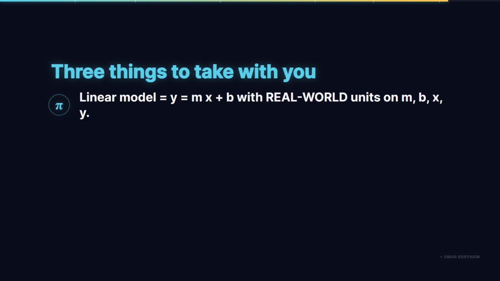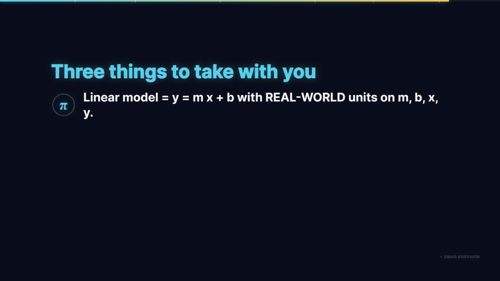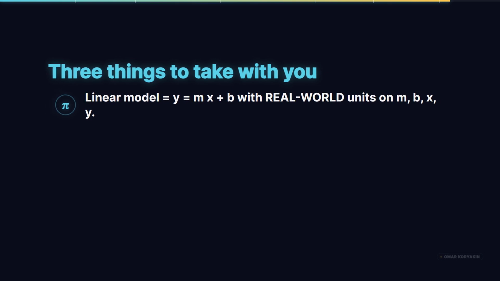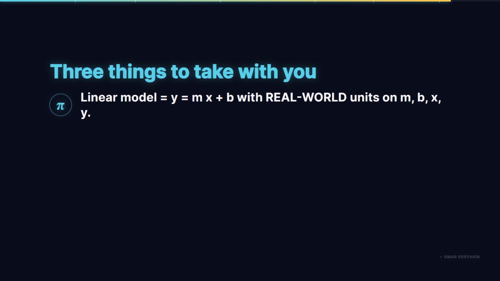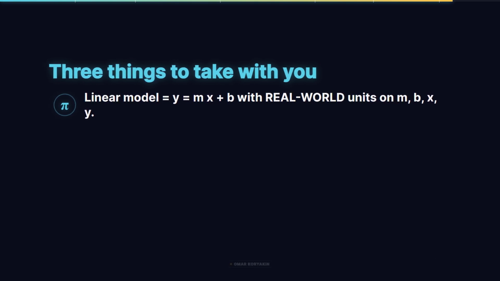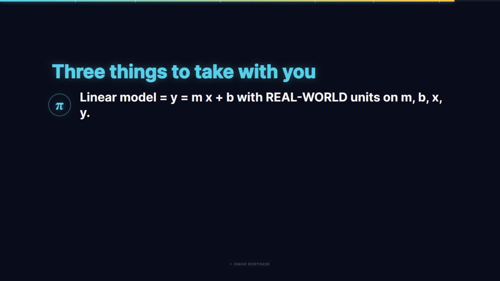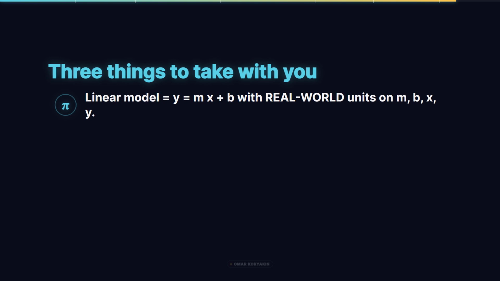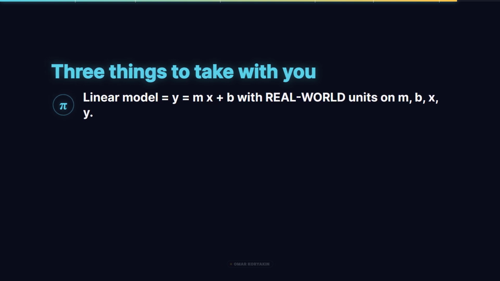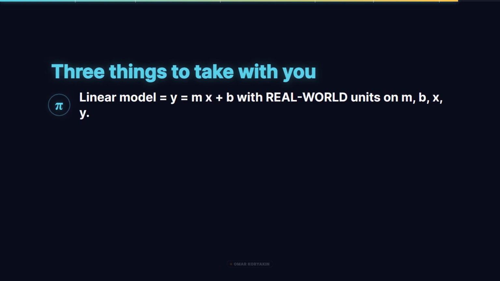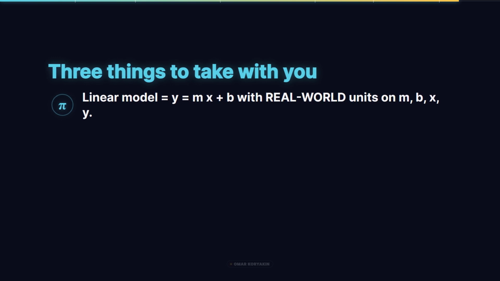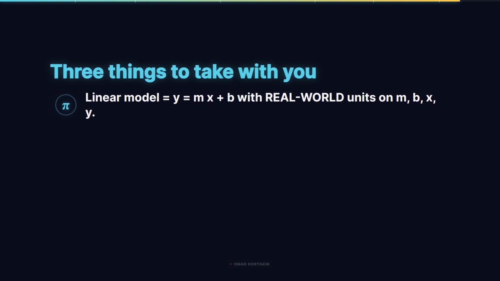First, a linear model is a slope-intercept equation y equals mx plus b in which the variables and parameters have specific real-world units and meanings. The variable x is the independent input, often time or quantity. The variable y is the dependent output, often cost or position or amount. Identify the 4 pieces, input, output, rate, and initial value, carefully from the English description, and the model writes itself.